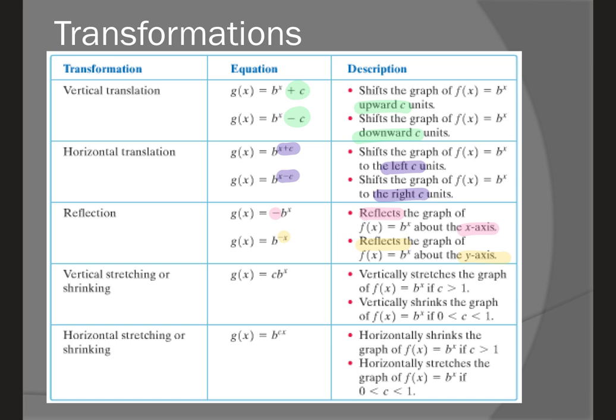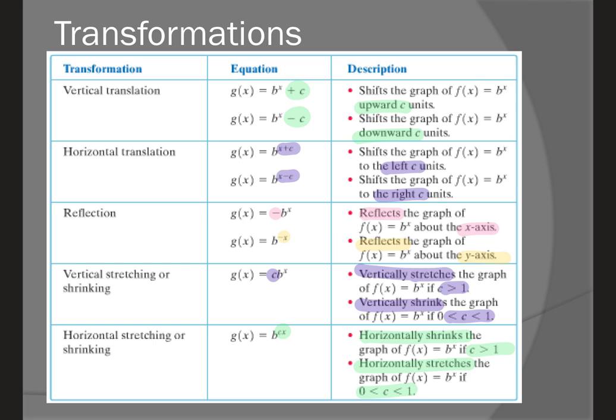If there's a scalar multiple on the front and it's bigger than 1, it stretches it. It's a vertical stretch. And if it's in between 0 and 1, it's a vertical shrink or vertical compression. And if it's in the exponent, it's a horizontal shrink if it's greater than 1 and a horizontal stretch if it's in between 0 and 1.